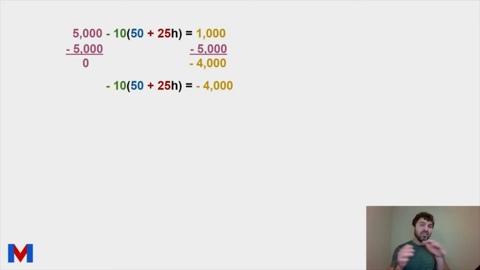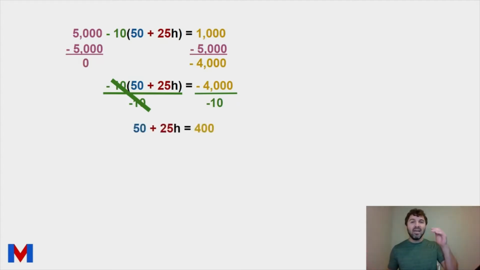I could distribute this and then just kind of clear it out, or I have negative 10 times all this. Let's just get rid of that negative 10 right now by doing the opposite of times 10, by dividing by negative 10. And again, whatever you do to one side, do the exact same thing to the other side. Negative 10 divided by negative 10 is 1. 1 times everything in that parentheses is going to be everything in that parentheses. And negative 4,000 divided by negative 10 is positive 400. And if you're not sure why that's positive, then go check out our dividing integers video, all right?